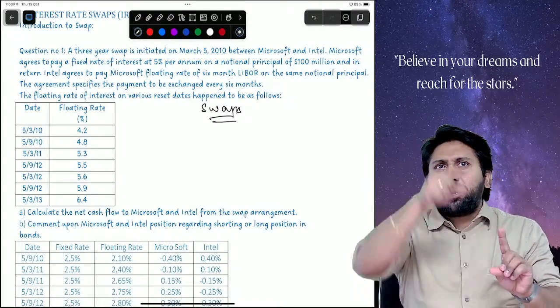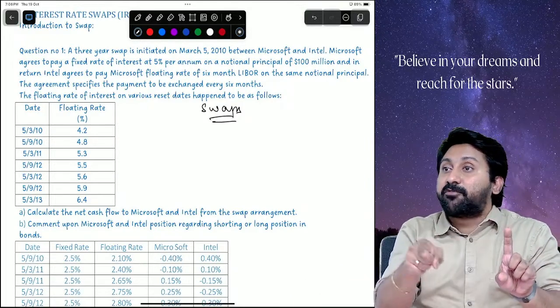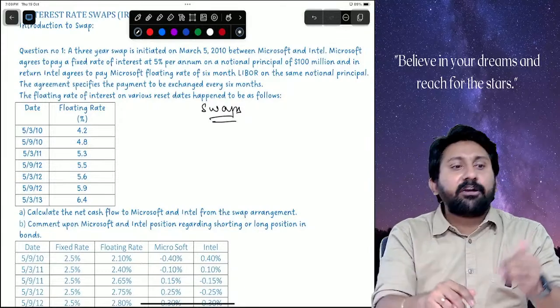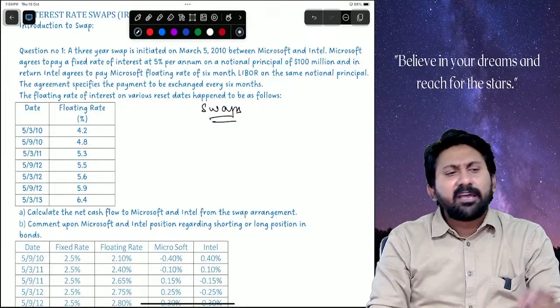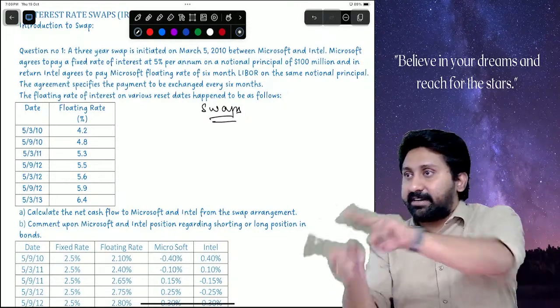Okay, fixed and floating rate, interest rates are falling. Now we want conversion from fixed to floating or floating to fixed. Fixed to floating. I went to the bank and I asked, please shift me from a fixed rate loan to a floating rate loan. Vice versa, let us see.